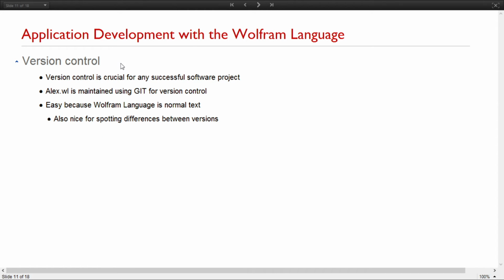So version control, it's critical for any successful software project. And ALEX, because it's in a package form and it's a text form, it's very easy to maintain it using Git. And because it's raw text, you can do diffs on the different versions really easily. So it's nice as opposed to using a notebook, which has a lot of cells and a lot of additional text if you actually look inside of it, and that makes it a little bit more difficult for the version control.